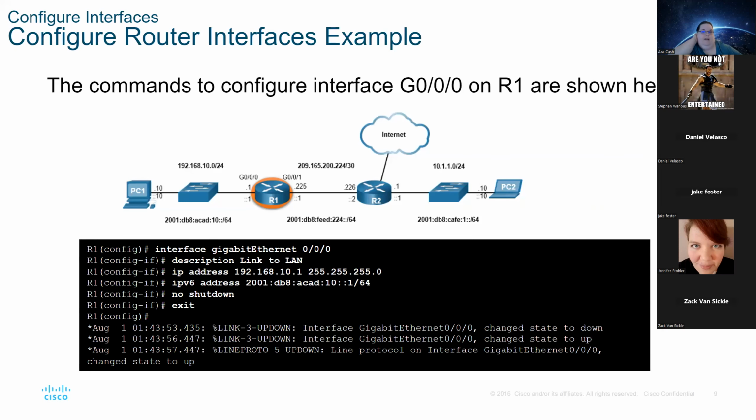Commands to configure interface G0/0 on R1. And you can see there's just kind of an explanation of where it's placed. The one circled in orange is what they're talking about. And if you look down on the bottom, you can see what it would look like if you were doing the full configurations.